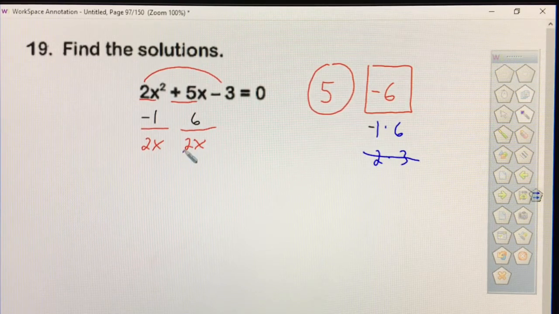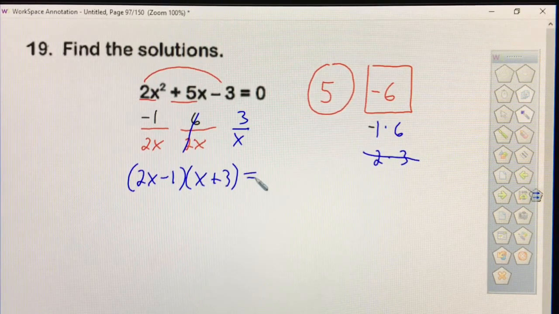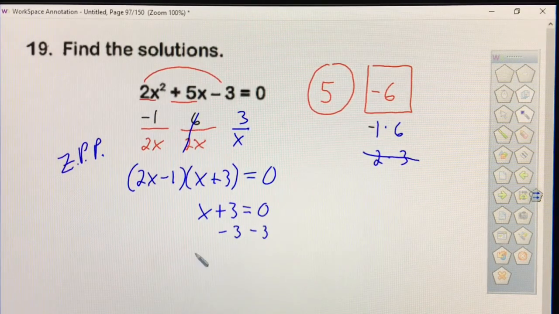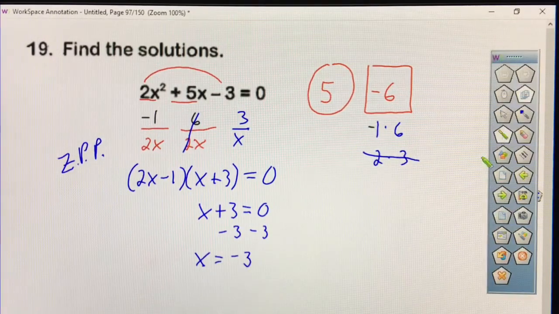And notice the 6 and the 2 will simplify. That's 3 over x. My factors are going to be 2x minus 1 and x plus 3. But I set this equal to 0, and I have to implement the ZPP, the zero product property. I set x plus 3 equals 0, solve it, and one of my solutions is x equals -3. That's one of my solutions.